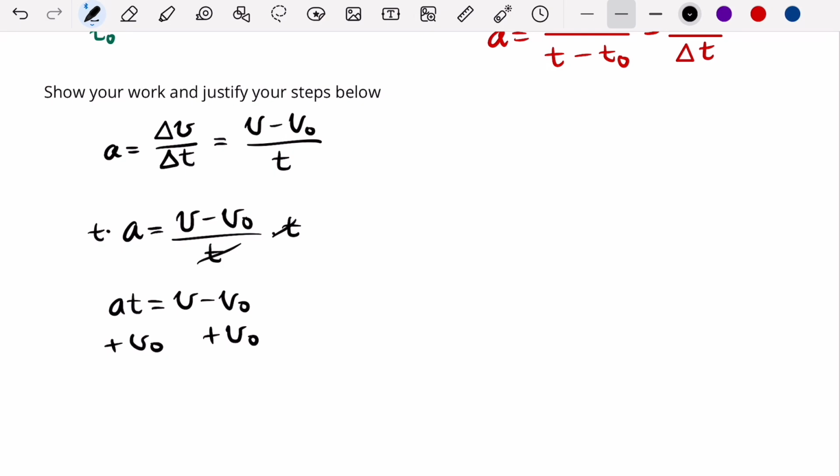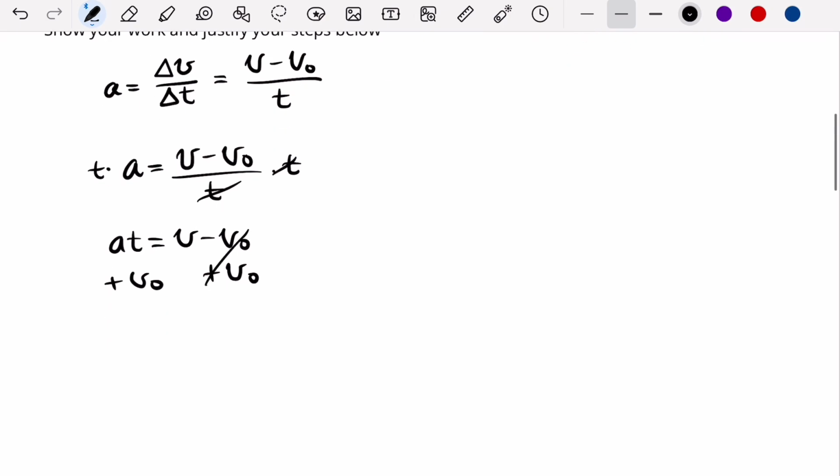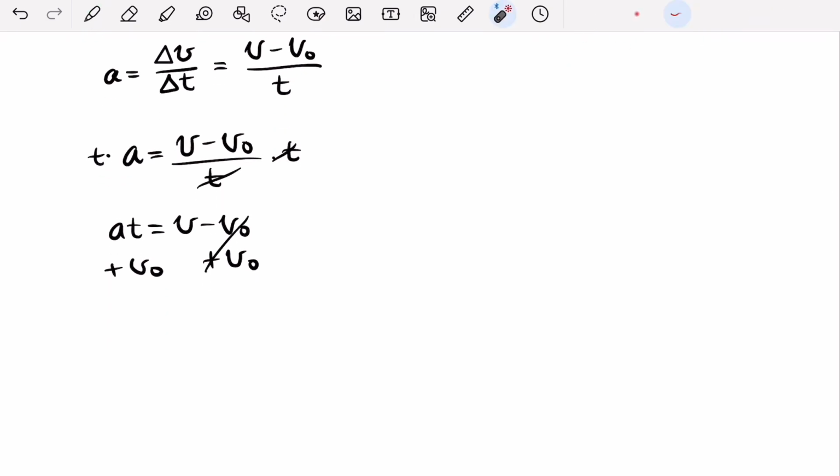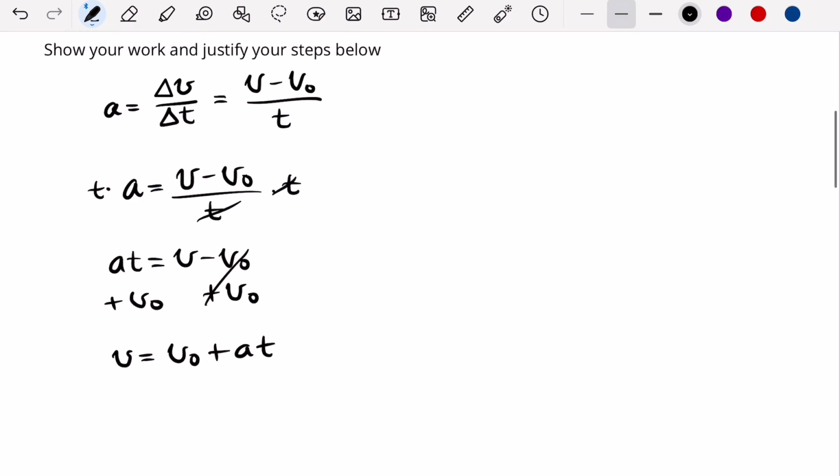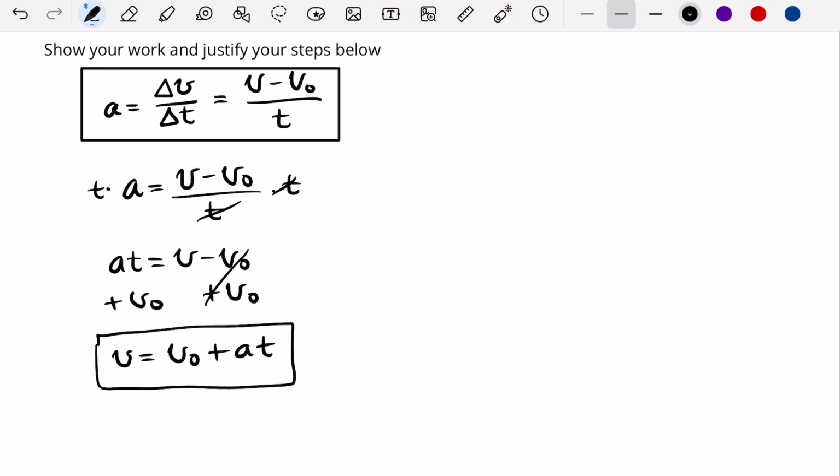Then I'm going to use the reflective property. That is, I'm going to put this on the right side and this on the left side. And there we have it. We have a second equation. This is the first equation we found. This is now the second equation.